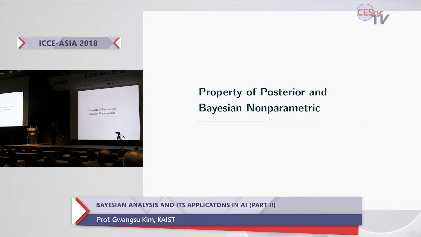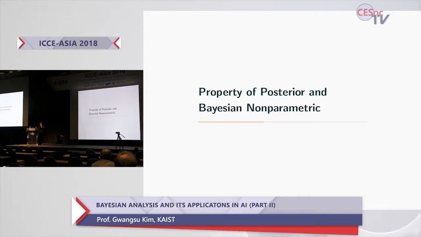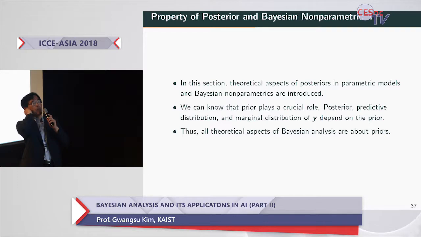In this section, I introduce properties of the posterior and Bayesian non-parametrics. About Bayesian non-parametrics, I introduce only some definitions and important properties. So in this section, theoretical aspects of the posterior in parametric models and Bayesian non-parametrics are introduced. We can see that the prior, Fubini's closure rule, the posterior predictive distribution and the marginal distribution of Y depend on the prior. So specifying the prior is very difficult.